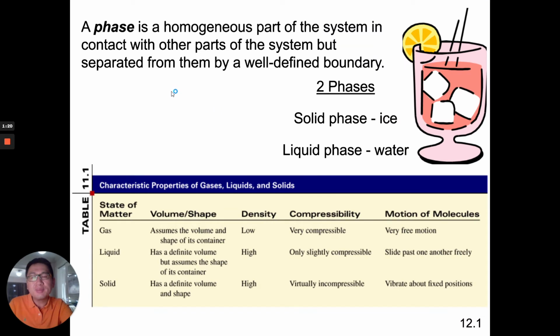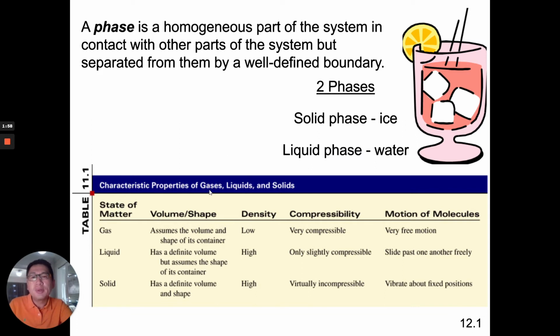Actually, even before that, let's start with the term phase. A phase is a homogeneous part of a system that is in contact with other parts of the system but separated by a well-defined boundary. For instance, if you have iced tea or ice water, you can have the solid phase and a liquid phase, and it's a well-defined boundary. You know exactly where the ice part is and where the liquid is. It's not a guess like, oh, I'm not really sure where's ice and where's liquid. It's pretty clear.